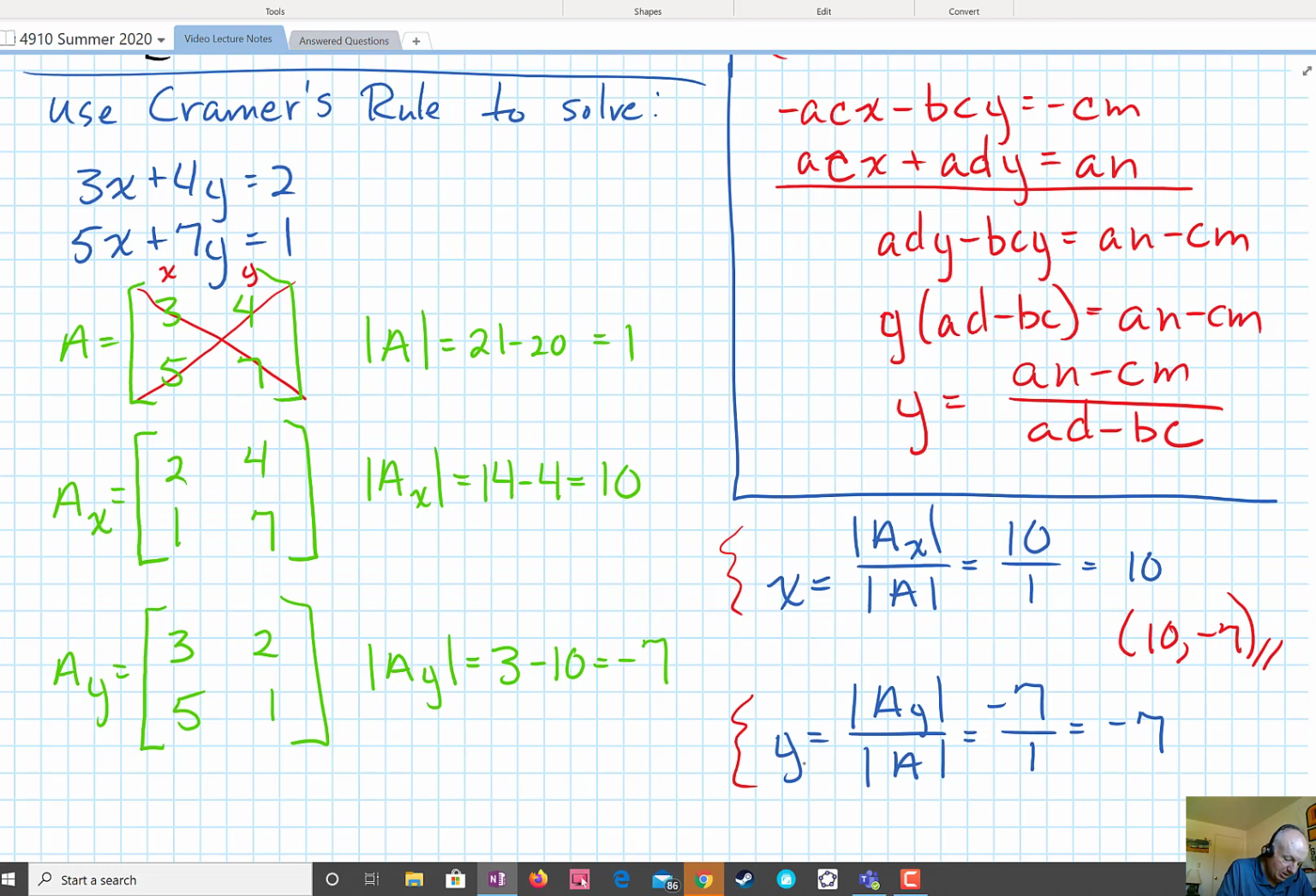If it was a 3 by 3, you'd have a z term, a third unknown, and that would be the determinant of A sub z over A. So Cramer's rule can be used for all different sizes. You would also have an A sub z and a determinant of A sub z, and your formula would be the determinant of A sub z over the determinant of A in the 3 by 3 case. Of course, that means you're finding the determinant of 3 by 3 matrices.